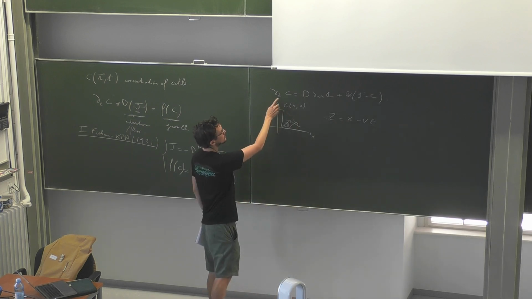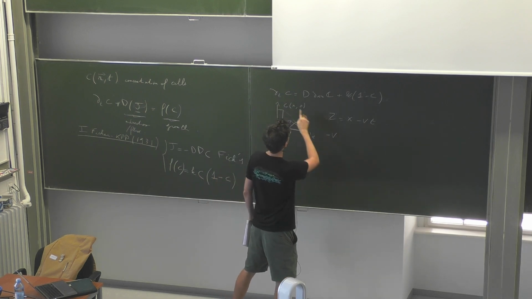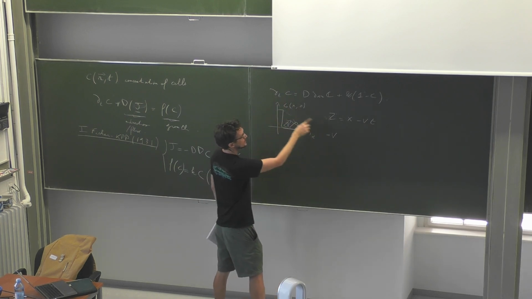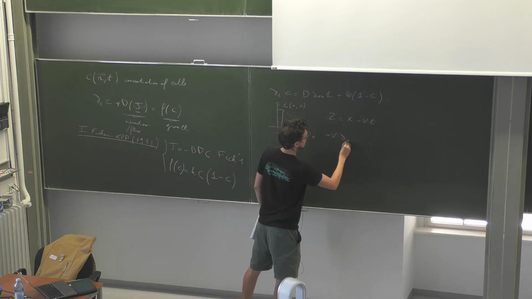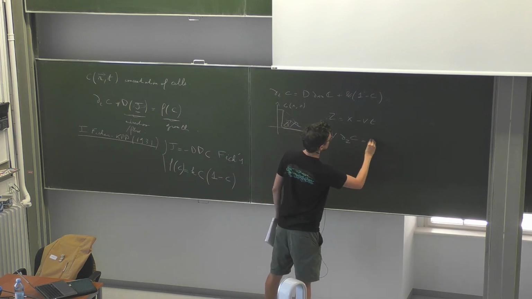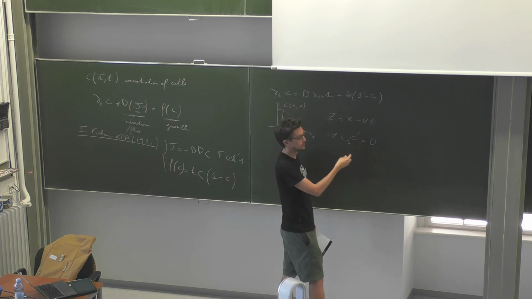The reason this is very convenient is that the time derivative becomes minus v times the z derivative. So I get some dz of c here. Similarly here, and the prime is now a derivative with respect to z.